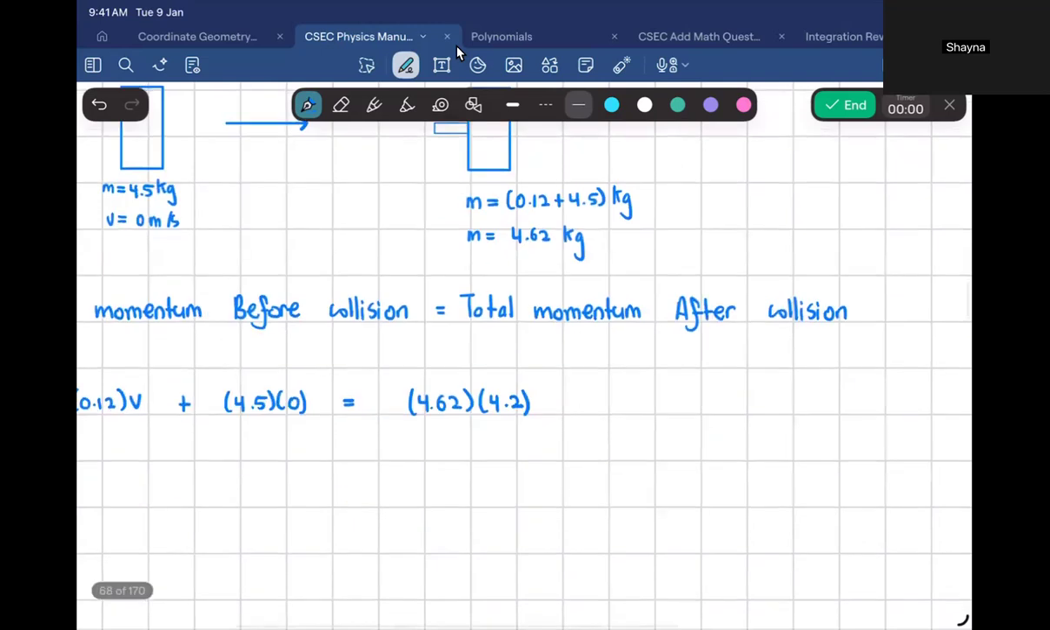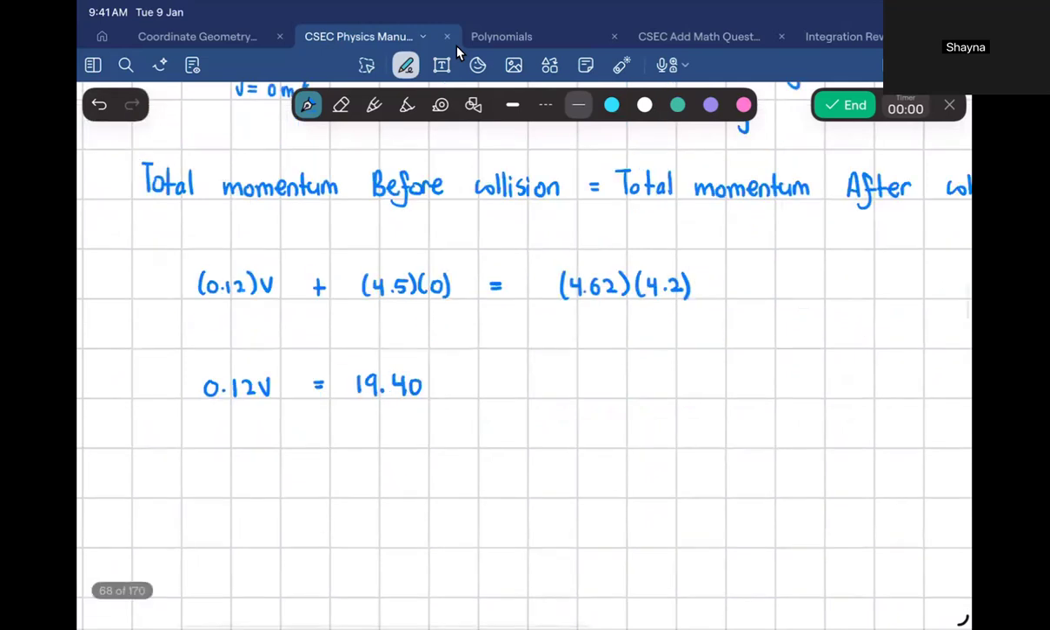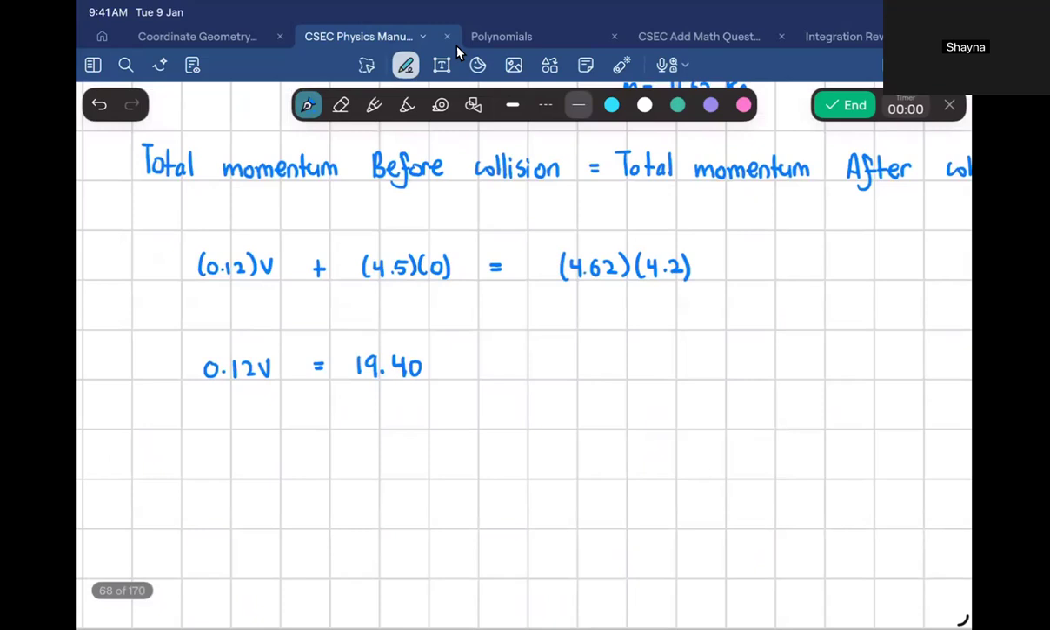Right? Now, if in your working you didn't draw the diagram and instead you decided to add over here, that's great. That's okay. So it's going to be 0.12 V plus 0. Anything by 0 is 0. And what are we going to get on the right-hand side? What's 4.62 by 4.2? 19.404.